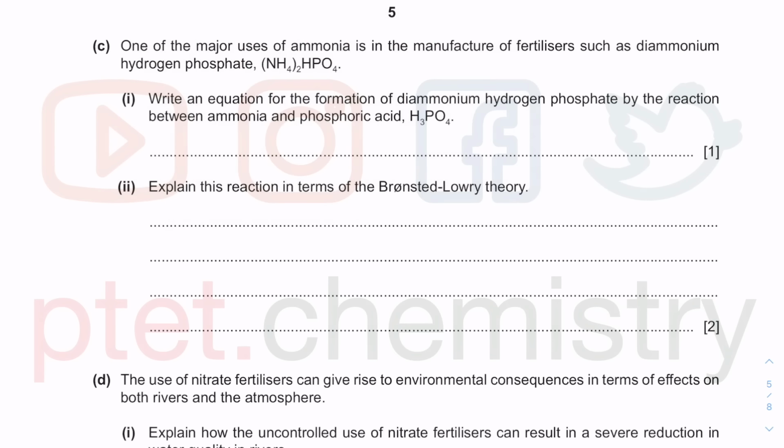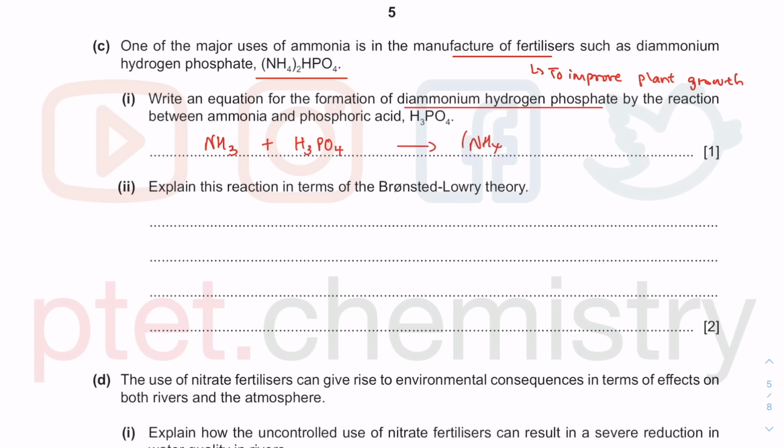Now, one of the major uses of ammonia is to make fertilizers, obviously, and fertilizers are used to improve plant growth. All those nitrogen, phosphorus, potassium nutrients are required by the plant. So now, what do you want? You want ammonia reacting with H3PO4, but very specific. You want to form diammonium hydrogen phosphate, which the formula has been given there. So you have ammonium and you have HPO4.